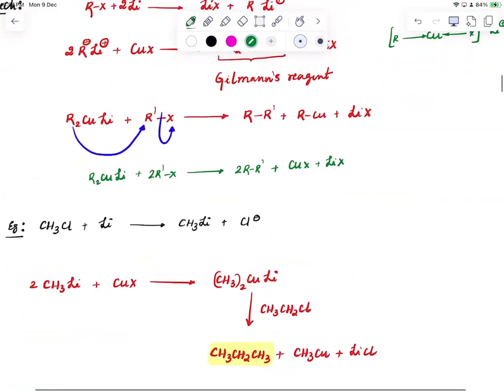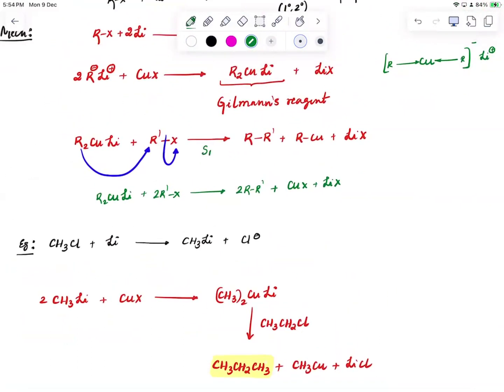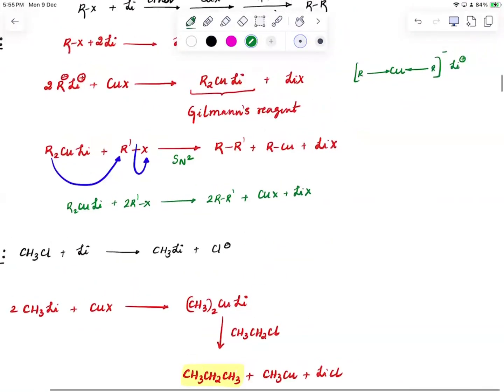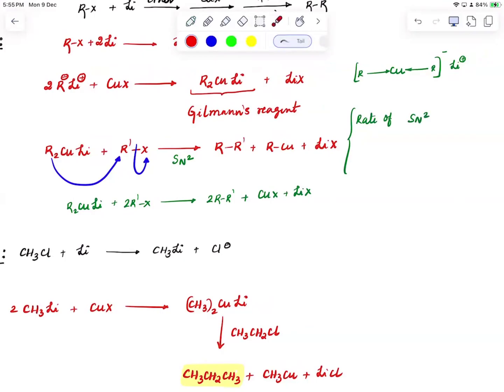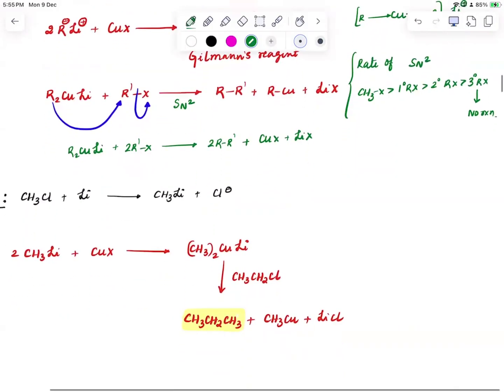Now, the only demand of synthesis is that it has to go through SN2. Now remember, rate of SN2 is most feasible when you have the least substituted groups here. That means it has to be methyl halogen or 1 degree alkyl halide or 2 degree alkyl halide. 3 degree alkyl halides is very difficult to make. 3 degree alkyl halide, okay, no reaction here. That is the rate of reaction.